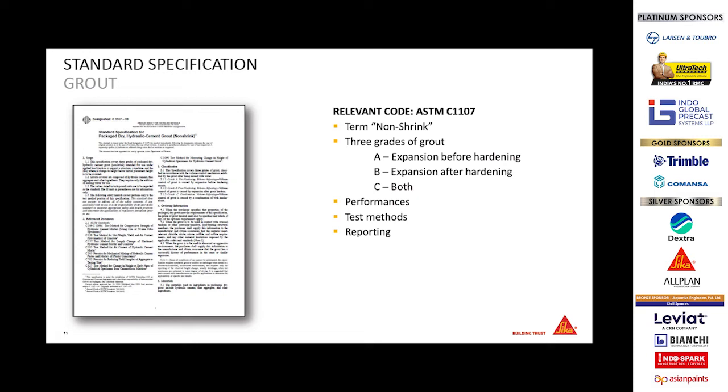would be happening in both the stages, in the elastic stage as well as in the plastic stage. So whatever shrinkage is happening, either in the elastic stage or in the plastic stage, is compensated by this grout through the expansion process. So in addition to this grout definition, ASTM C1107 also gives the performance requirement, what the performance requirement should be, the various test methods, and the reporting method, how the grout should be reported.